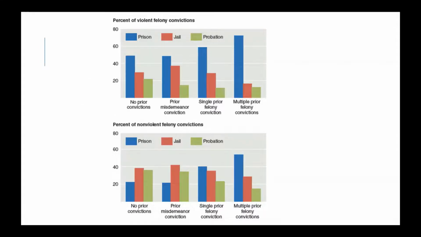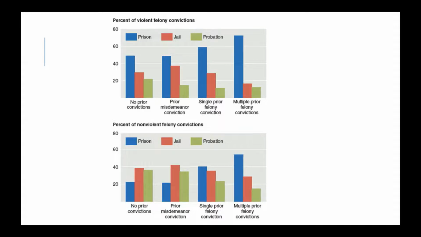All right, so let's examine this figure for type of sentence received for a felony conviction in the 75 largest counties in 2009. Examine the chart on the top. The chart is displaying how prior record influenced how people convicted of violent felonies were sentenced. Now, although most people received prison time no matter what their prior record was, there was a direct correlation between prior record and the severity of sentence.